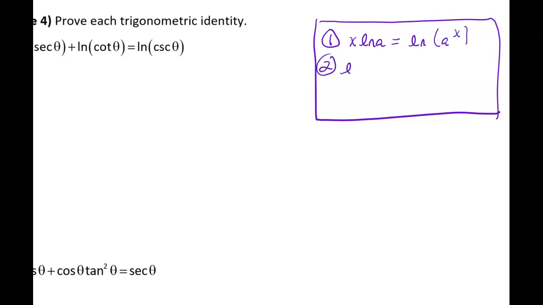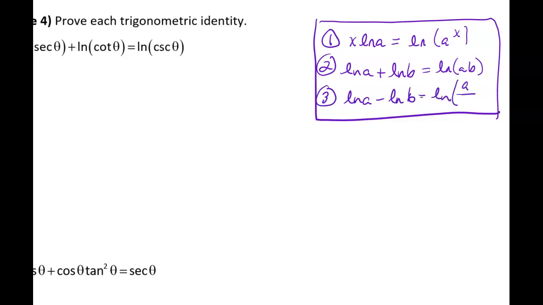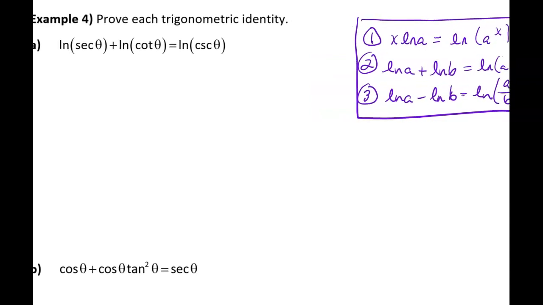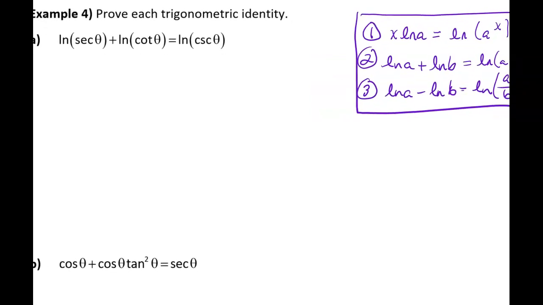Number 2, natural log of a plus the natural log of b is equal to the natural log of a times b. And number 3, the natural log of a minus the natural log of b is equal to the natural log of a over b. Now you might guess which property we're going to use. Here we're going to use number 2 since we have two logs that are added together.